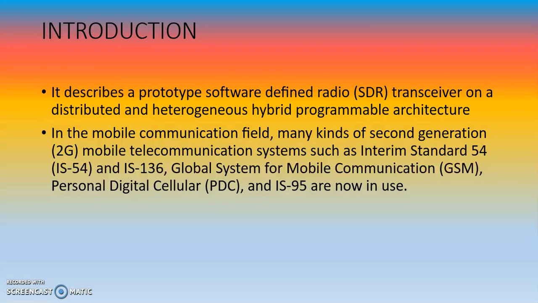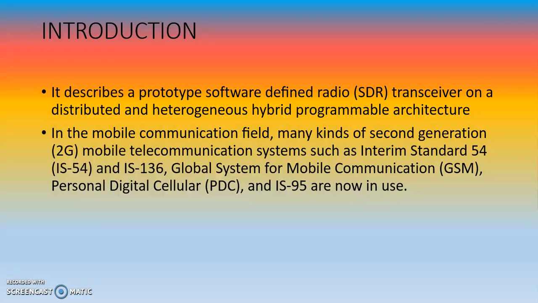In the mobile communication field, there are many kinds of second generation systems. Second generation is the old generation mobile telecommunication technology. Right now we are using systems such as interim standard IS-54, IS-136, IS-95, GSM and PDC. In addition to these public mobile services, many private systems such as IEEE 802.11 wireless local area network and Bluetooth have become popular nowadays, since there are many interesting applications for wireless local area networks, and we are using hotspots very much nowadays.